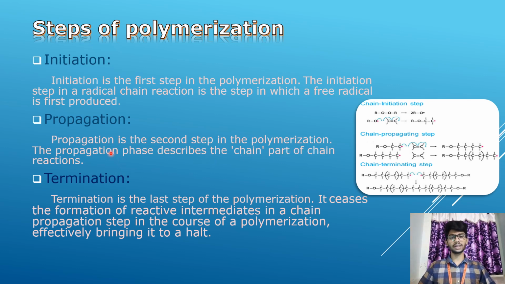In this propagation step, the free radical which is produced in the initiation step is related to the chain part of the chain reaction. Termination step. This is the last step of the polymerization. It ceases the formation of reactive intermediates in a chain propagation step in the course of a polymerization, effectively bringing it to a halt. In this step, the final product polymer is formed.